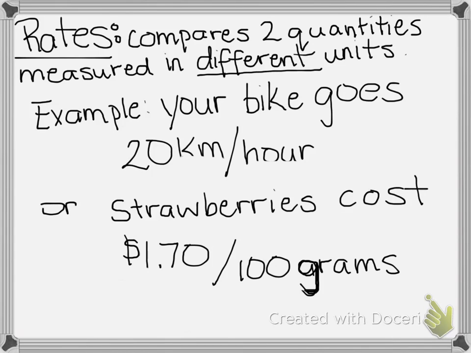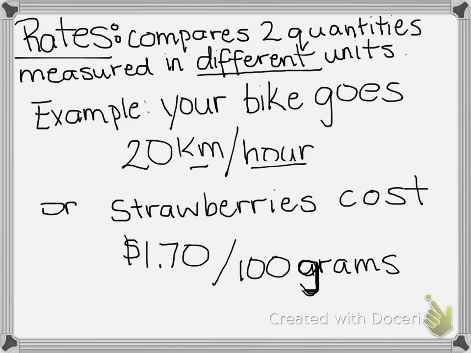This is a review of rates, which is 2.2 in Chapter 2. A rate compares two quantities measured in different units. So for example, if your bike goes 20 kilometers in 1 hour, we have two different units there, one being kilometers and one being hours. So this would be an example of a rate.